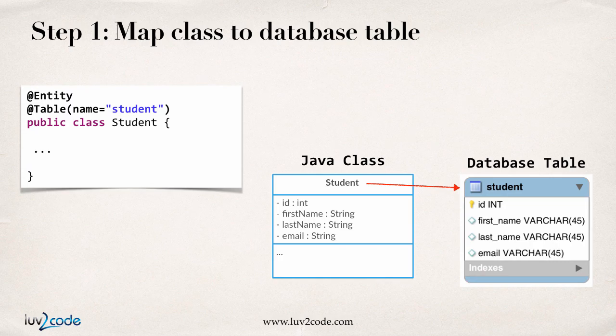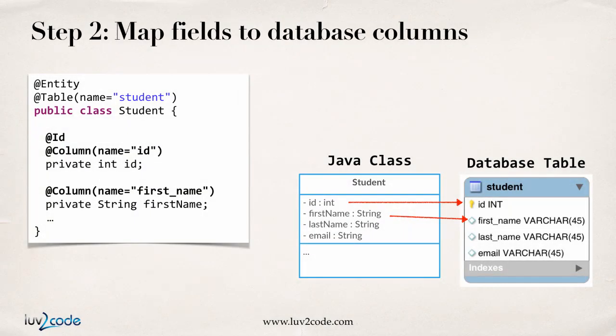Now, in this example, the @Table name equals student is actually optional because in our case, the Java class name has the same name as the database table. But just for completeness, I always like to give the explicit name here just so we know exactly what we're mapping to. So that's the piece there. We set up @Entity and @Table, and we're mapping this class to a given table. So that covers step one.